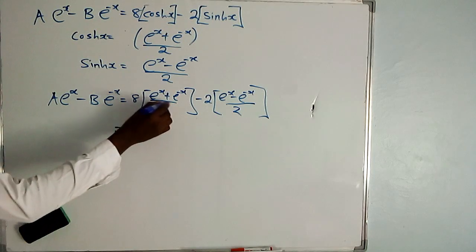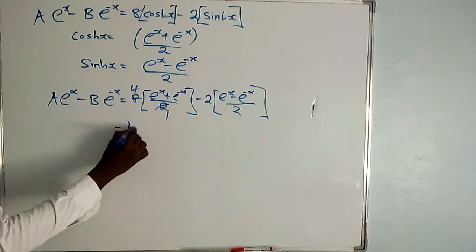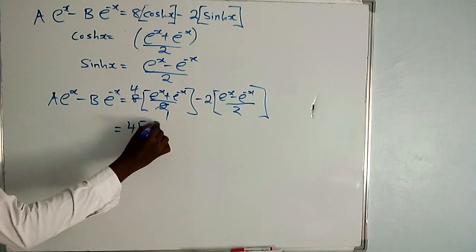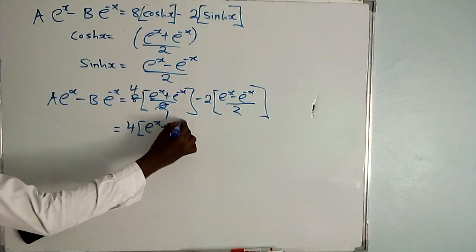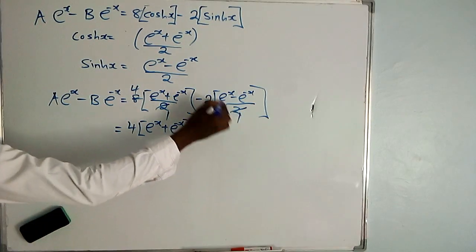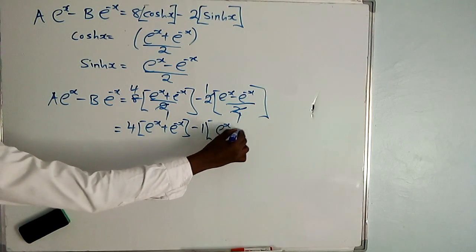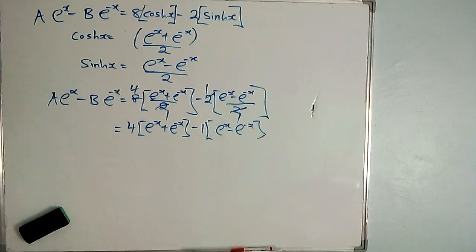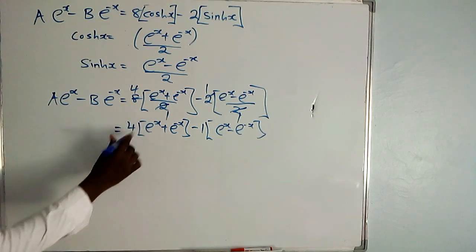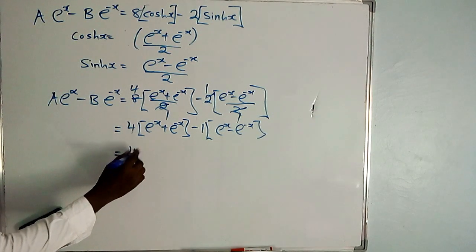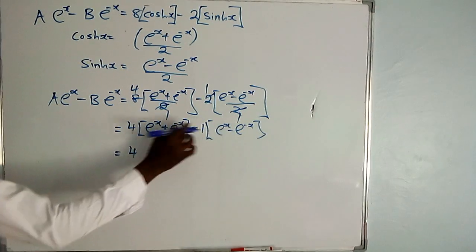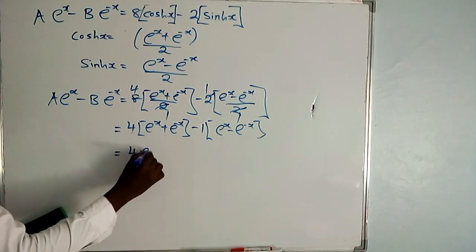2 goes here once, 2 goes here 4, isn't it? So we have 4 into exponential x plus exponential negative x. 2 goes here once, 2 goes there 1, then it is minus 1 into exponential x minus exponential negative x, isn't it? Are we together? Open the brackets. 4 times exponential x is 4 exponential x plus 4 times exponential negative x is 4 exponential negative x. We're done with that, isn't it?